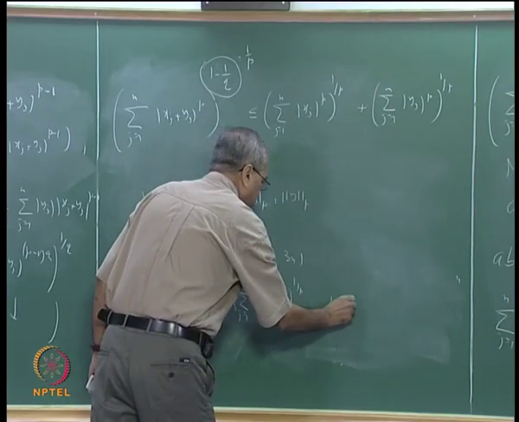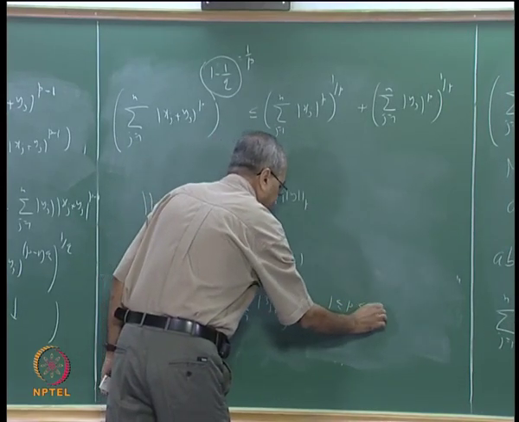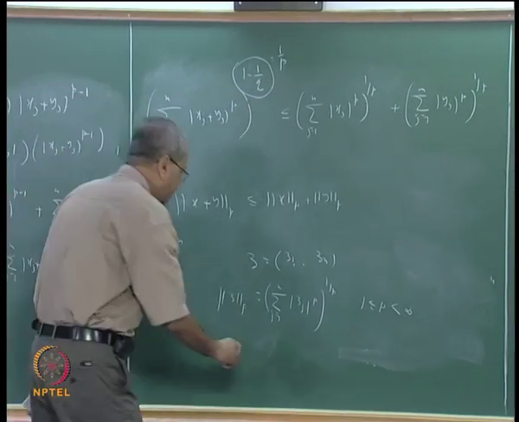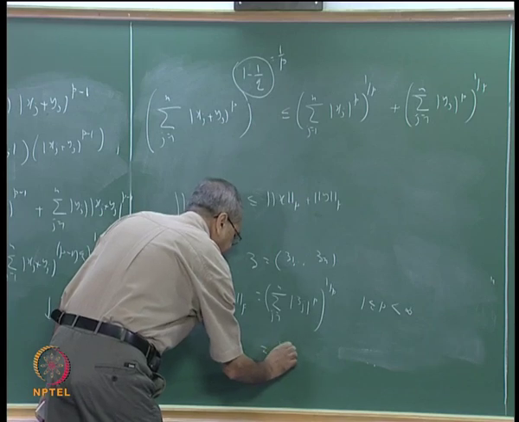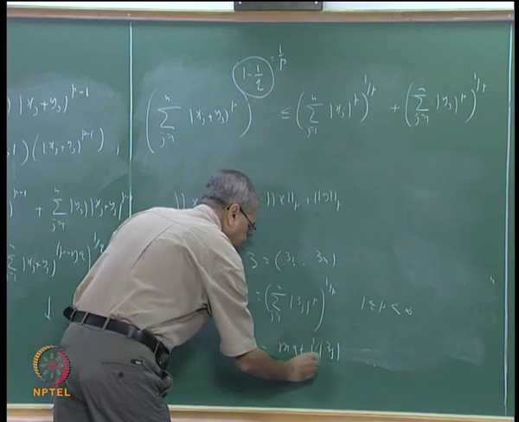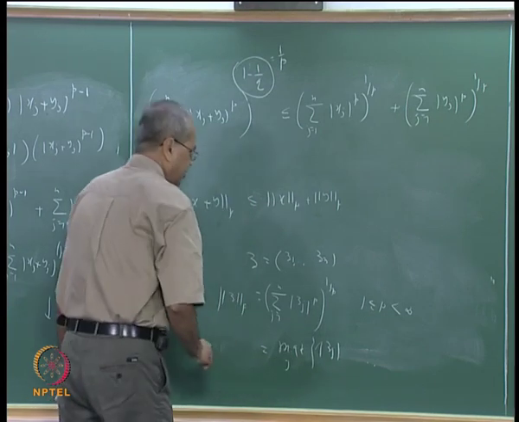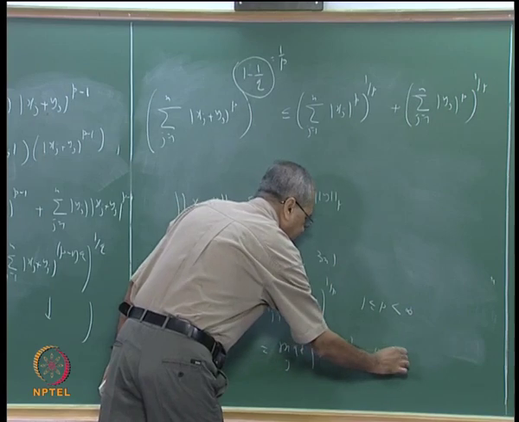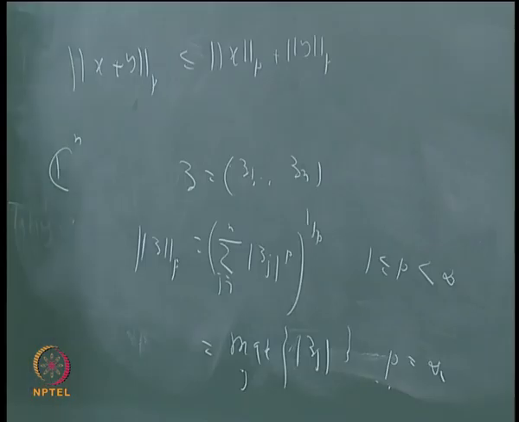for 1 less than or equal to p less than infinity. And if p is equal to infinity, I will take the maximum over mod zj. That will define a norm on Cn.